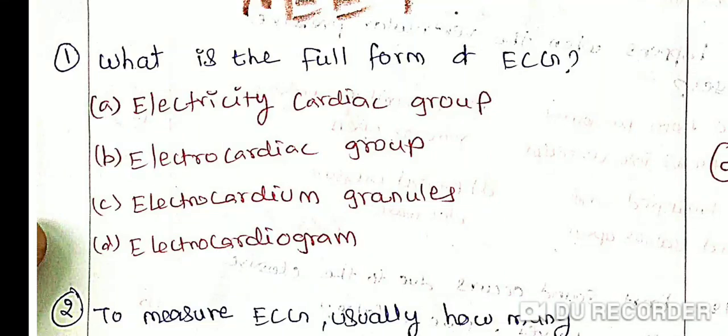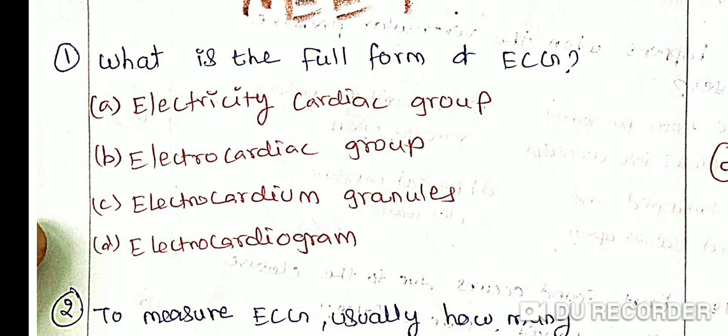What is the full form of ECG? Option A, electricity cardiac group. Option B, electrocardiogram. Option C, electrocardiogram granules. Option D, electrocardiogram. The correct answer is option D, electrocardiogram.